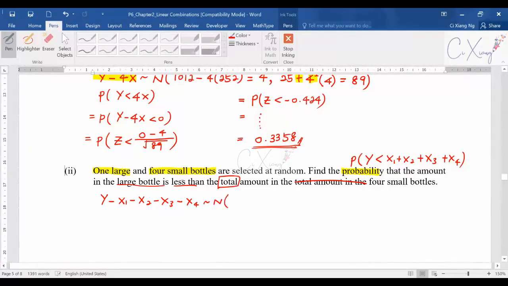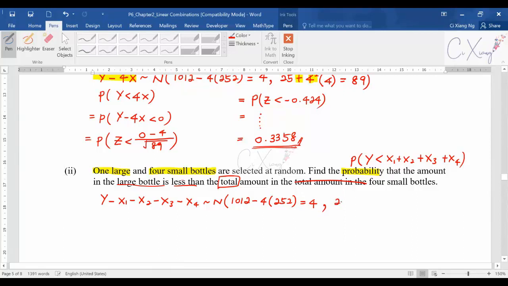Okay, so they are all still normally distributed. Okay, so to calculate the mean, you should take 1012 minus 252 minus 252 minus 252 minus 252. So again, I'm lazy, so I write out 4 times 252. Okay, so it is still equal to 4. Alright, so I simplify my steps here, it becomes 4 times 252. But if you want to write it out long, it should be minus 252 minus 252 minus 252 minus 252 for 4 times. Okay, so you get a 4 here.